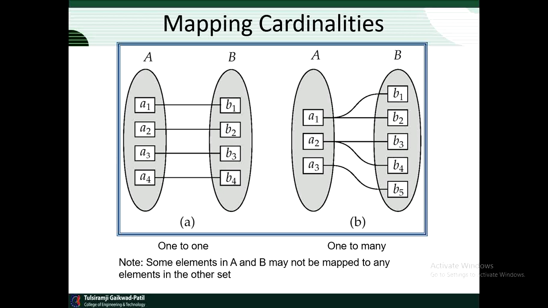At minimum, one attribute is associated with the other entity. Likewise, if we take the example of attribute A3 in entity set A, it is associated with only one attribute in entity set B, that is B5. So the point to note here is that some elements in A and B may not be mapped to many elements in the other set. So this is what one-to-one mapping cardinality and one-to-many mapping cardinality are about.